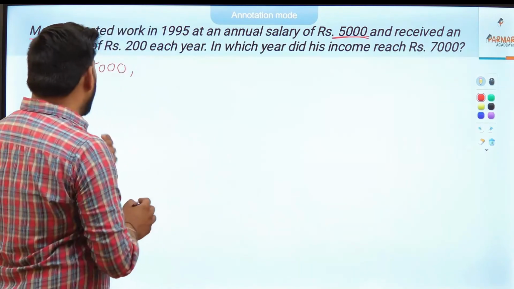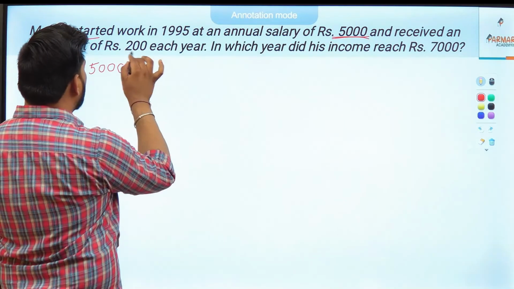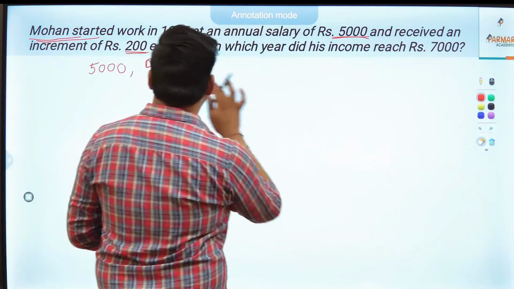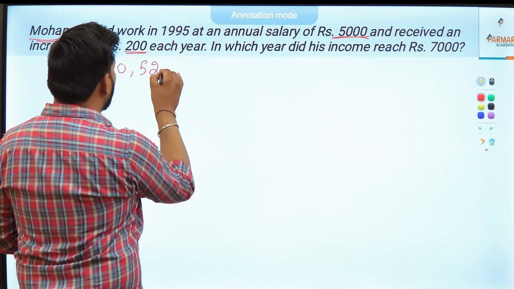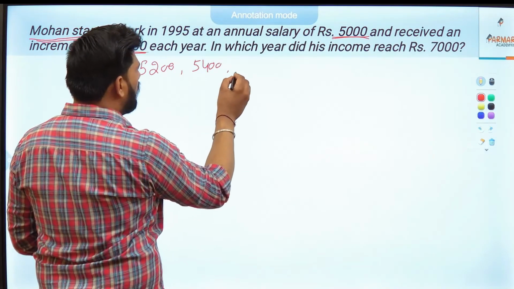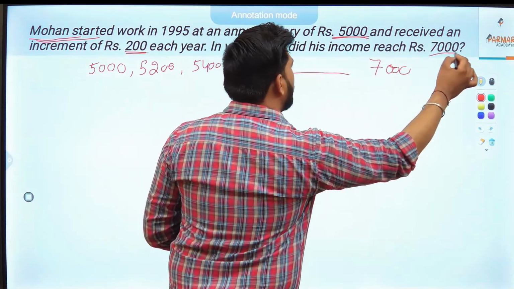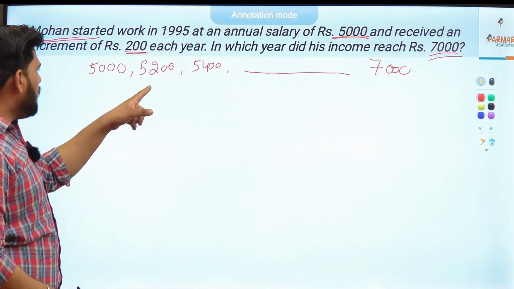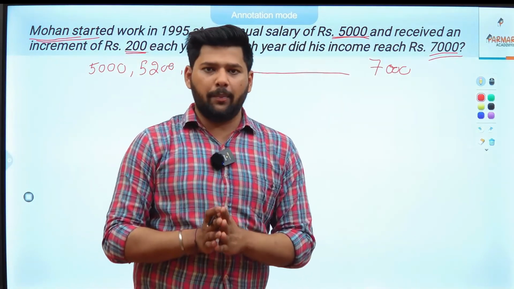Means in 1995 his salary was 5000, in 1996 he got an increment of 200, so his salary will be 5200 rupees. For the next year, that is 5400 and so on. And we have to find in which year his salary will reach 7000. Now simply look here. This is a sequence in which the difference between the terms is equal, that is 200. So this is simply a question of AP sequence.